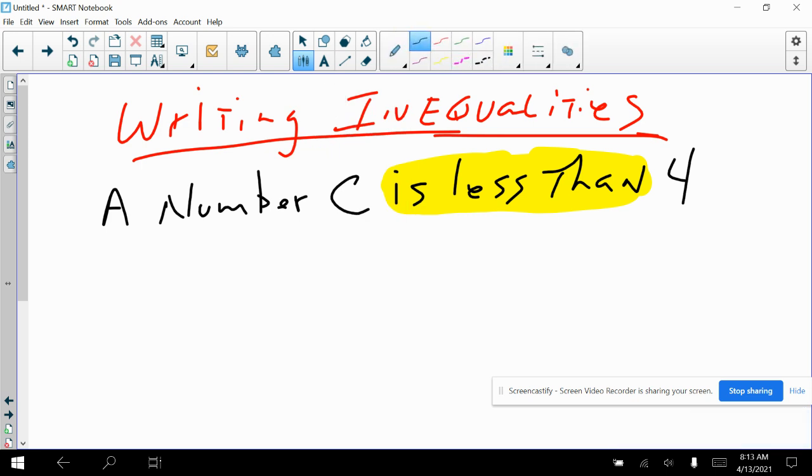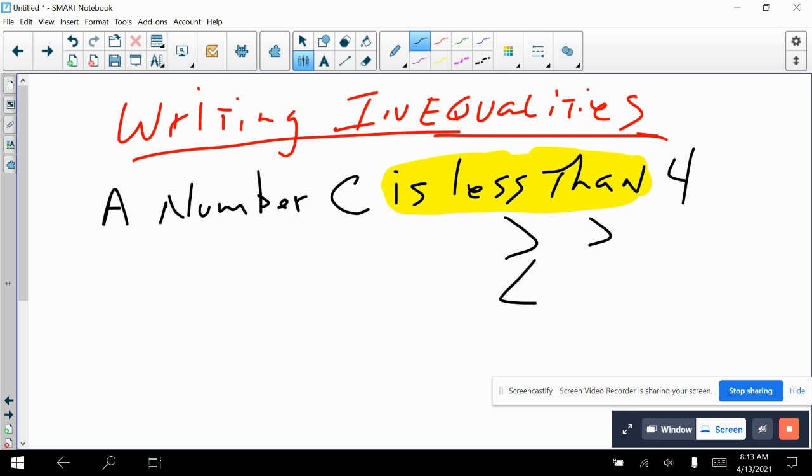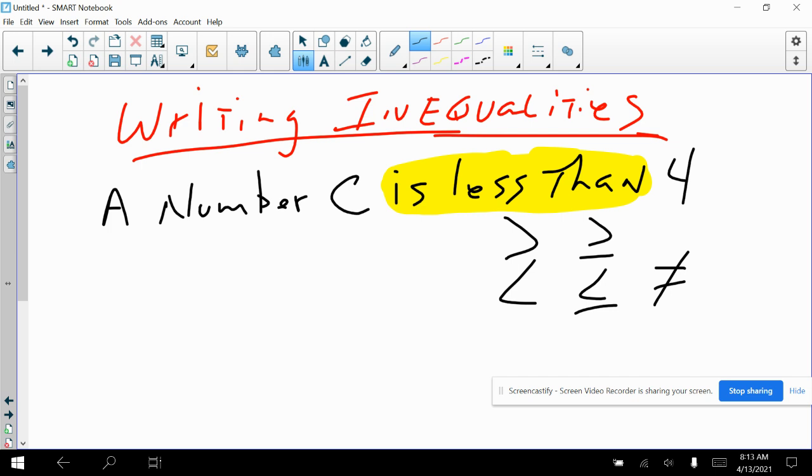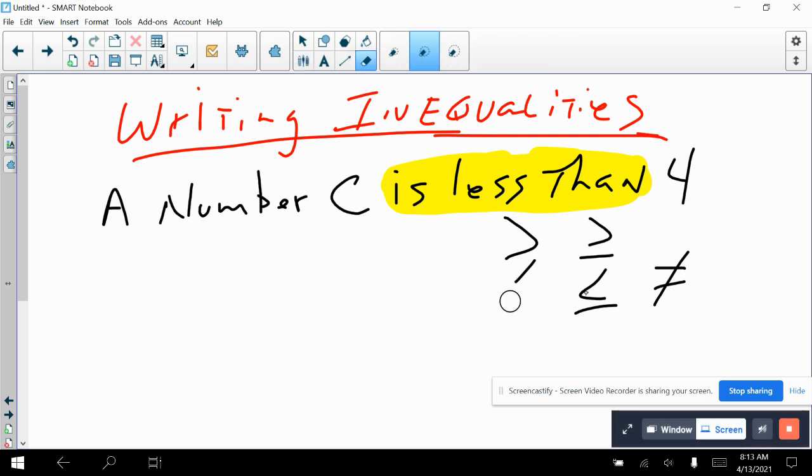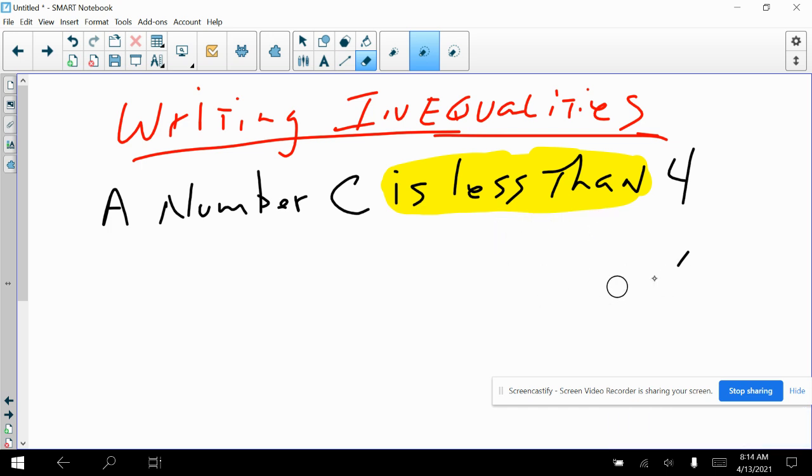These words do not mean equal. So now you have to be thinking of signs that look like this, or even not equal to. Those are the signs that we're interested in this chapter. So based off the words, this should be the only thing that's really new to you.